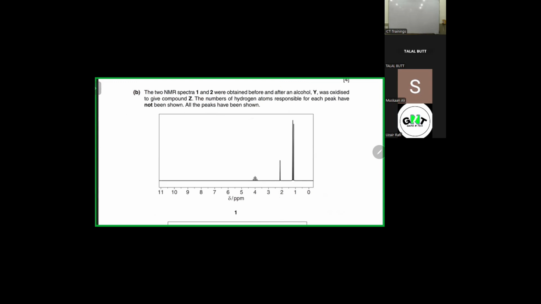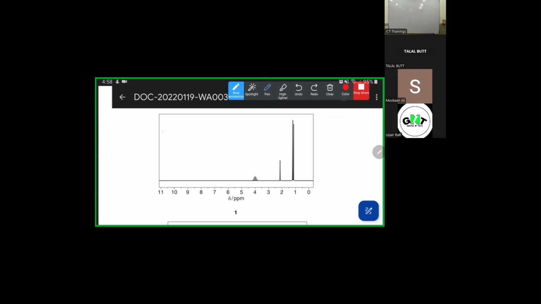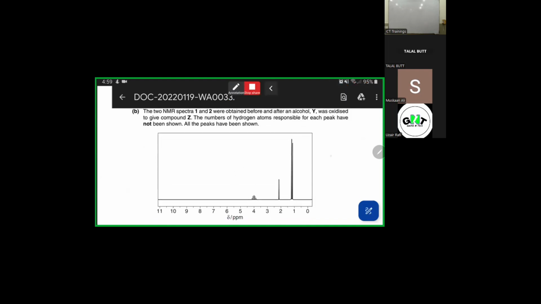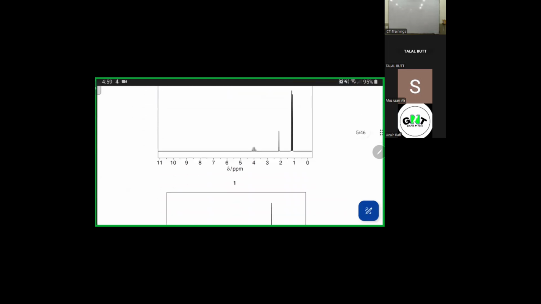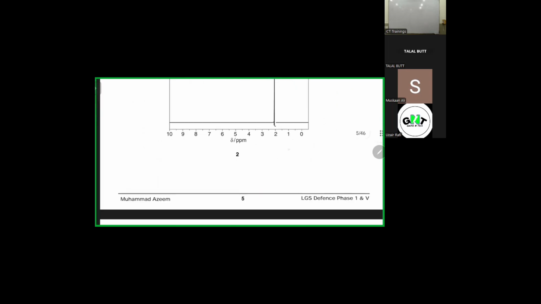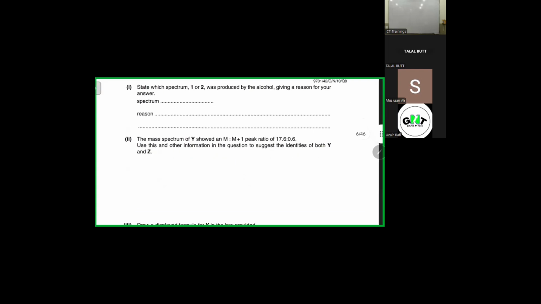Now any alcohol, if you take the shortest alcohol like methanol, has two environments. It does not form a singlet. So if you see the second graph, it has a singlet, so it cannot be the alcohol. It is not possible. Why? Because even the shortest alcohol, methanol, can produce at least two environments. So the second one cannot be the alcohol; the first one can be the alcohol. Now we are going to solve this one.